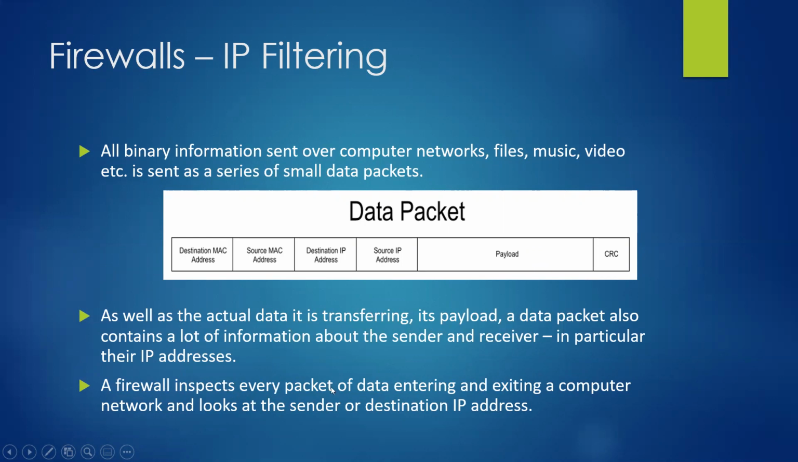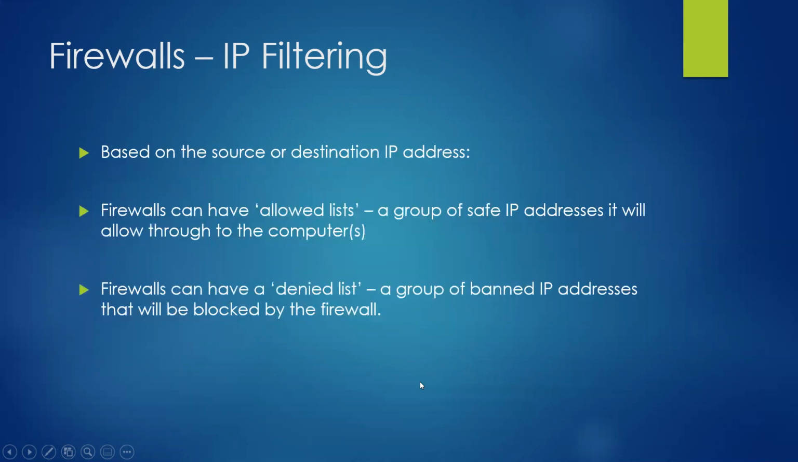And a firewall can inspect every packet of data entering and exiting a computer network, and they can look at the destination IP address or the sender IP address. And we can program firewalls with their rules, so we can create an allowed list, a group of safe IP addresses that will be allowed through, or a denied list, a group of banned IP addresses. So we're looking at the IP address and we're filtering out safe ones and not safe ones. So that's IP filtering, and that's one method used by firewalls.